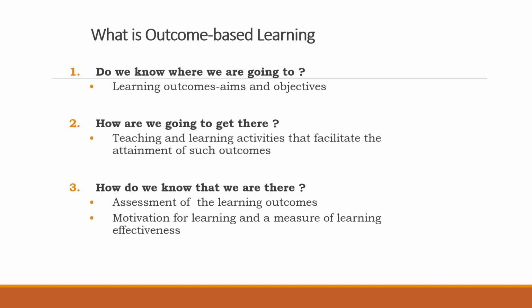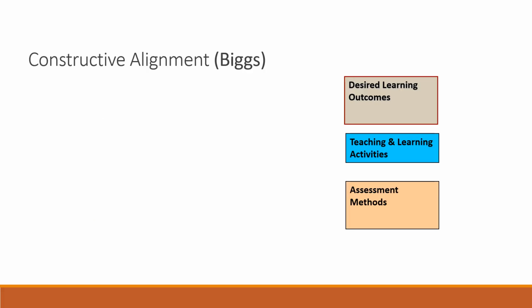Now, how do we know we are there? How do you know that you have gotten to your destination? One of the tools that we use in this is assessment of the learners. You assess the learner to know whether the learning outcomes are achieved or not. Assessments also provide motivation for learning and are a measure of learning effectiveness. Was the teacher able to teach properly? Do the learners have an understanding of what was taught in the class? These are what outcome-based learning is all about.